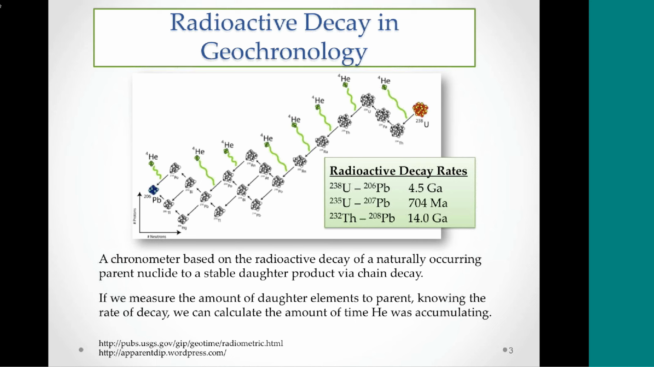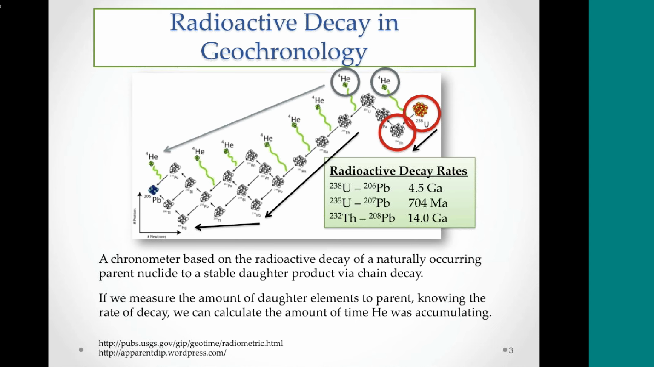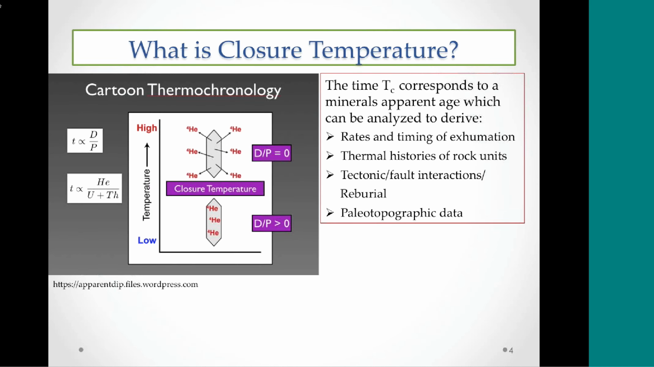So the actual amount of helium that's retained in the crystal itself is a function of what we call closure temperature. You can see the uranium to lead correlation here as the process is going forward and we're collecting helium atoms. Closure temperature is associated to a mineral's parent age, and we can age date a unit based off of that.